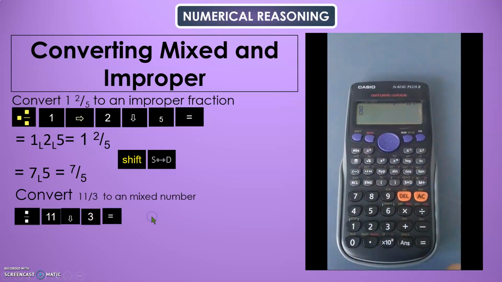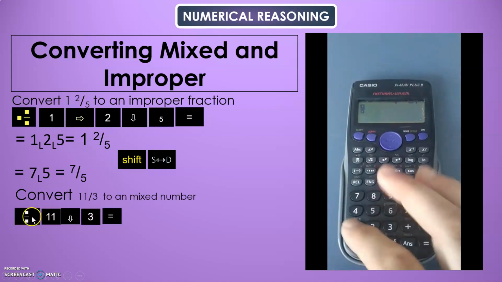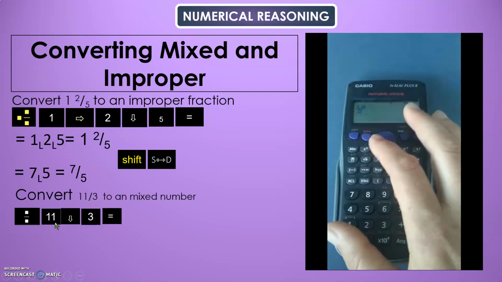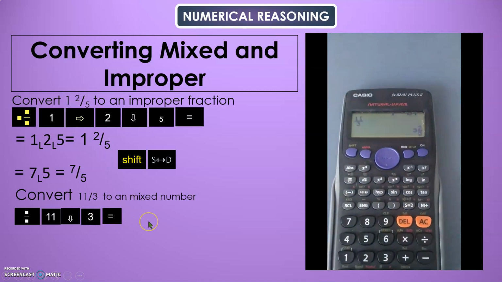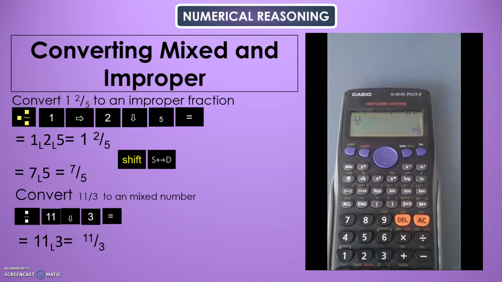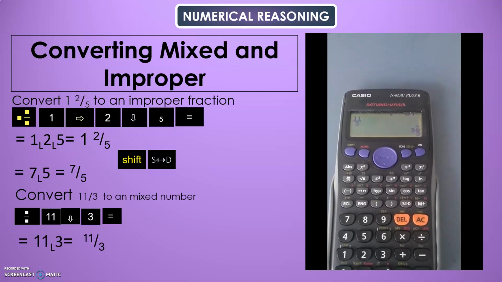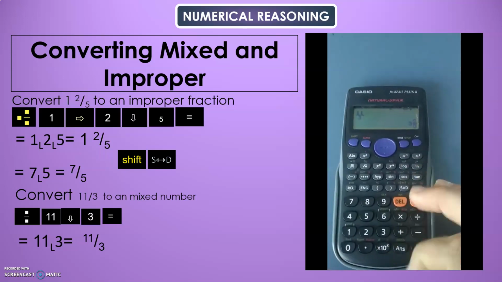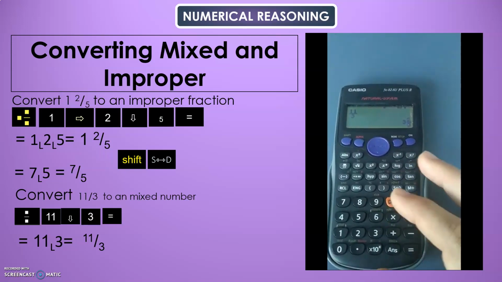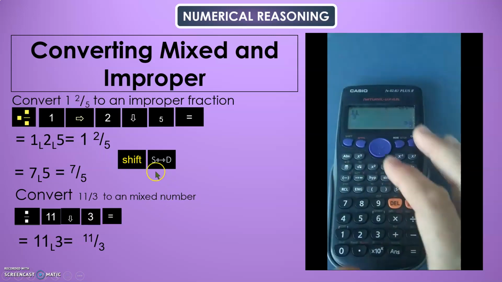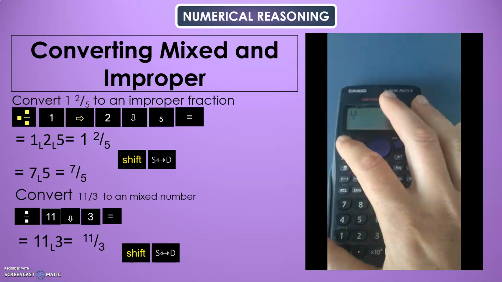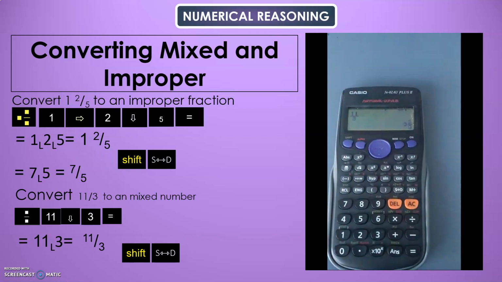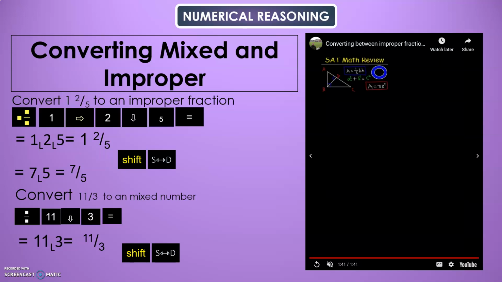Okay, so converting 11/3, we need to use the double box, then just type in 11, then down, press 3, equals, and you can see it's a mixed number again. If we want it to appear as an improper fraction, you can press SD again as well. So press Shift SD, and you get 11/3, which is what you want. So you can always interchange it by pressing those buttons.